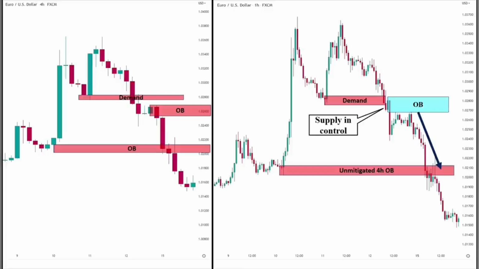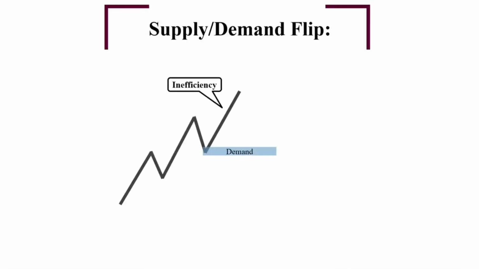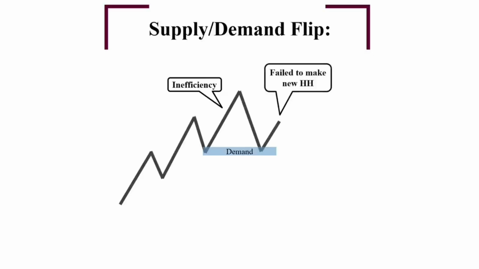Now it's time to explain our entry setups. In the second step, we observe lower time frames to execute trades based on 3 entry patterns. The first one is called the supply and demand flip. In this pattern, price creates a new high, and it tests the last demand zone and pushes away from it, but fails to create a new higher high.